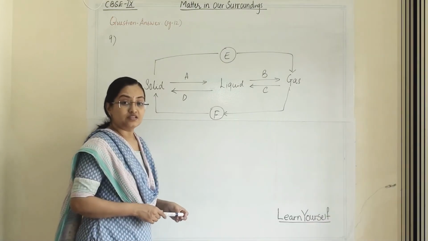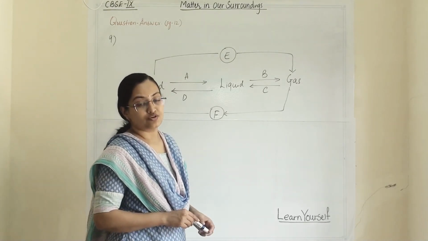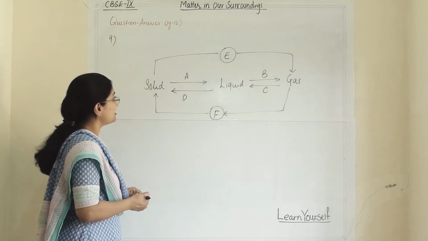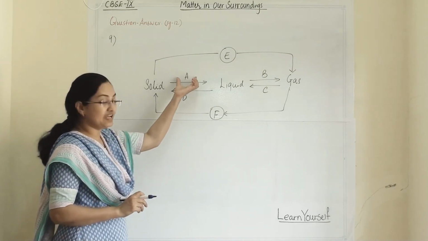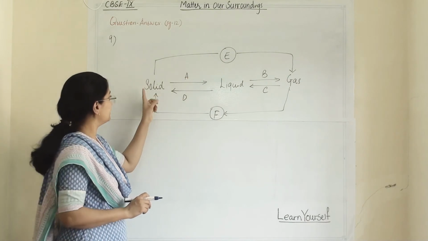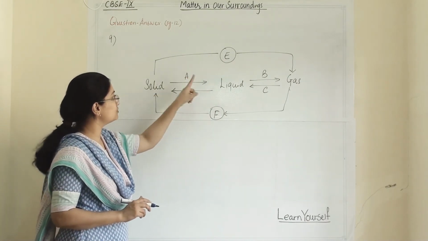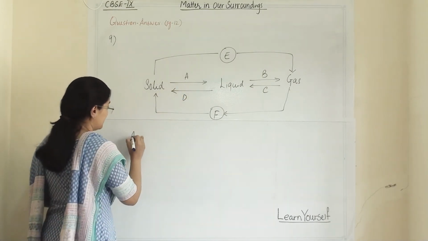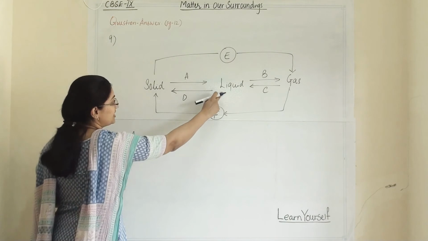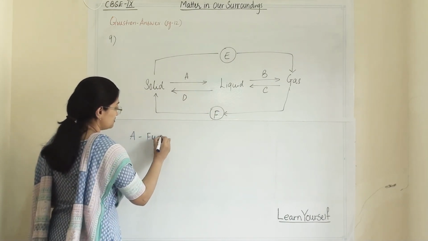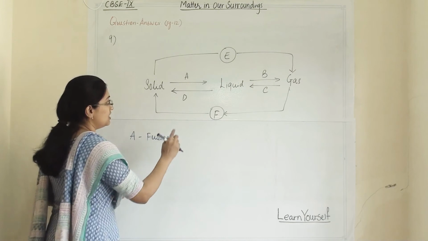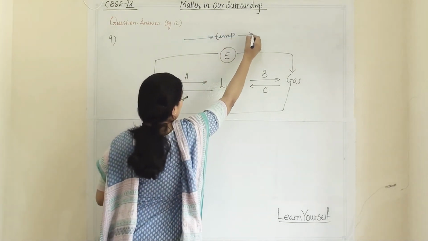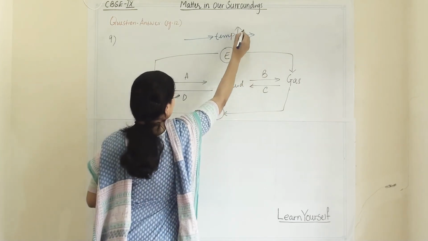The ninth question is about interconversion of states of matter. We have already discussed this, and here we have to write the name of that particular process. When solid is converting into liquid, what do we call that process? So A, when solid is converting into liquid, we call it fusion or liquefaction. Here the temperature is increasing, while we are going like this, the temperature is increasing.